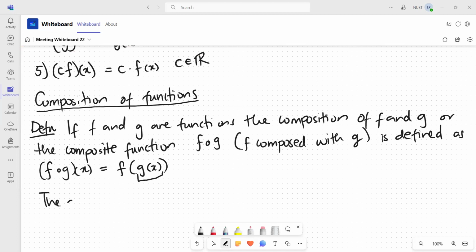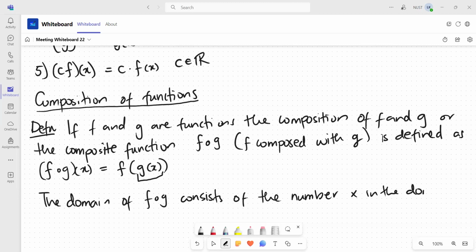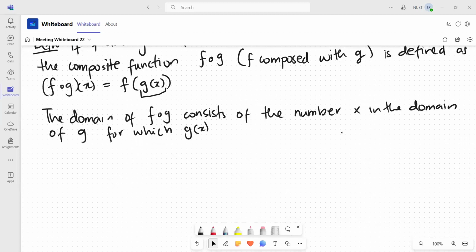Then we say the domain of the composition f of g consists of the numbers x in the domain of g for which g of x lies in the domain of f.